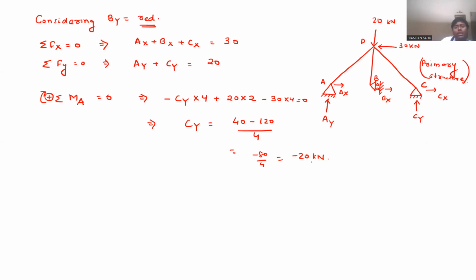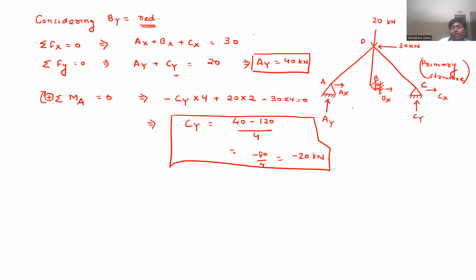So now we got Cy to be minus 20 kilonewton. So when you put Cy as minus 20 here, you will get Ay as 40 kilonewton. So we got Ay, we got Cy. Now it's the turn for horizontal.